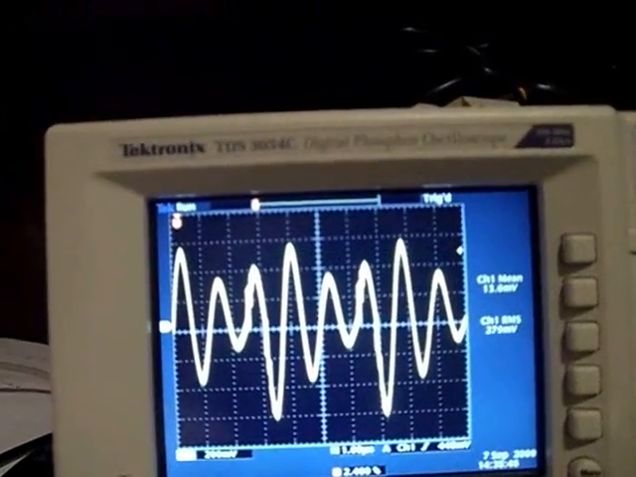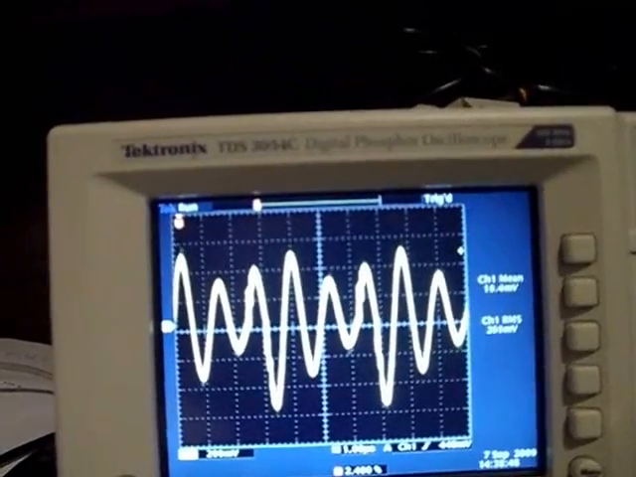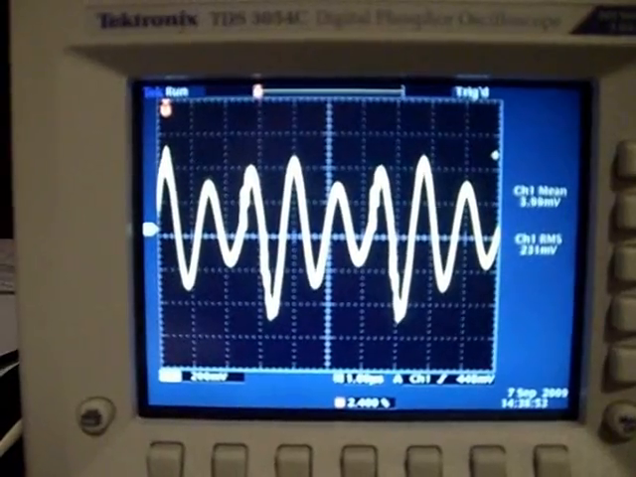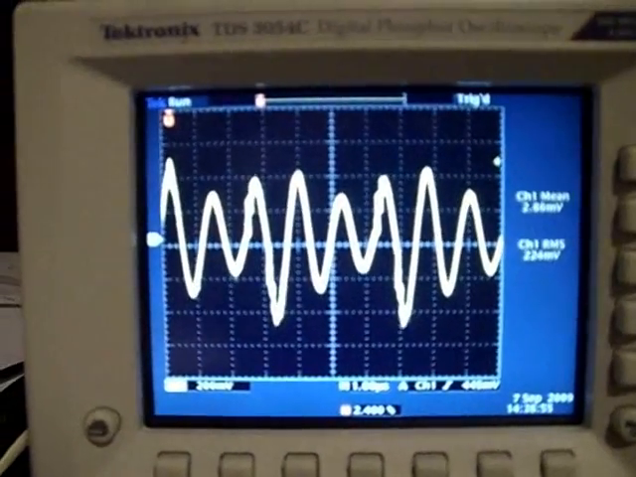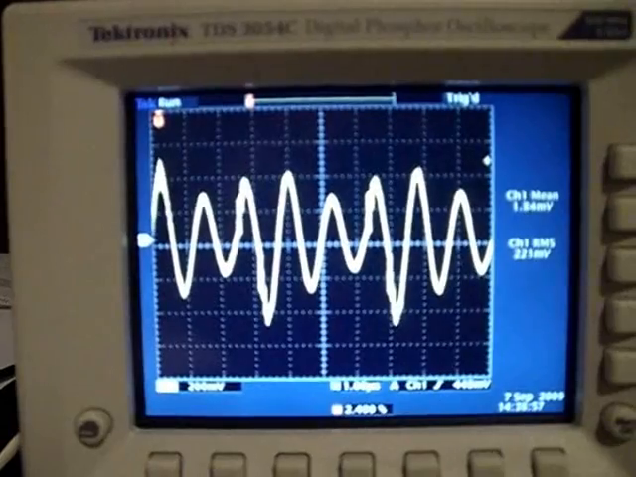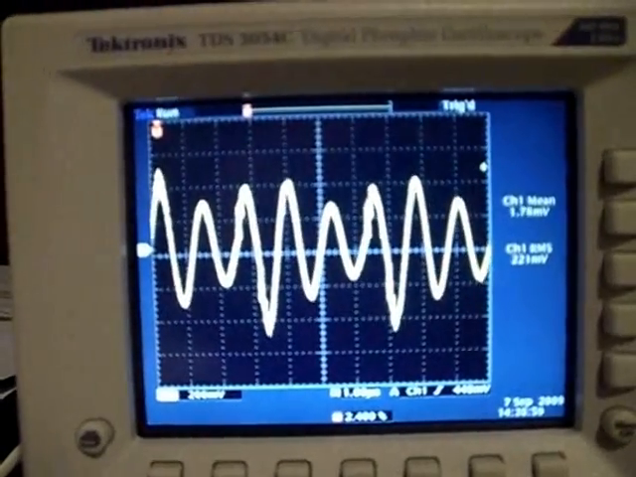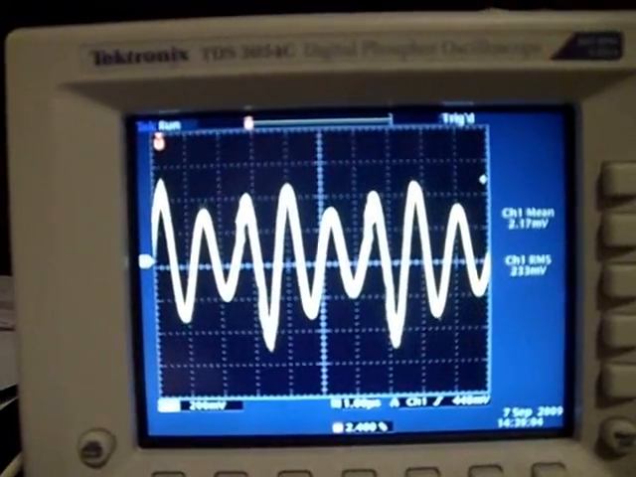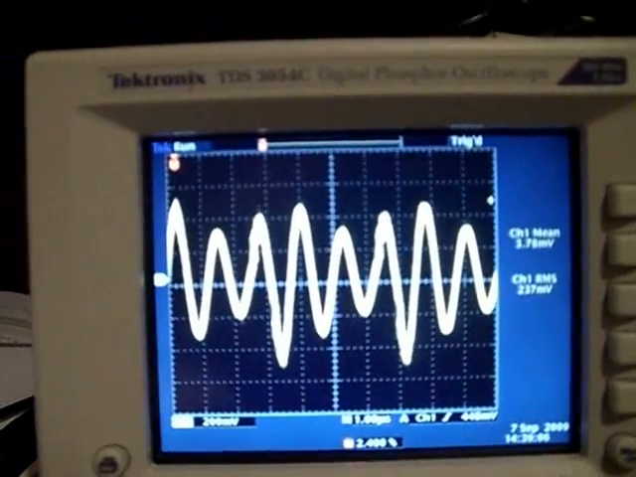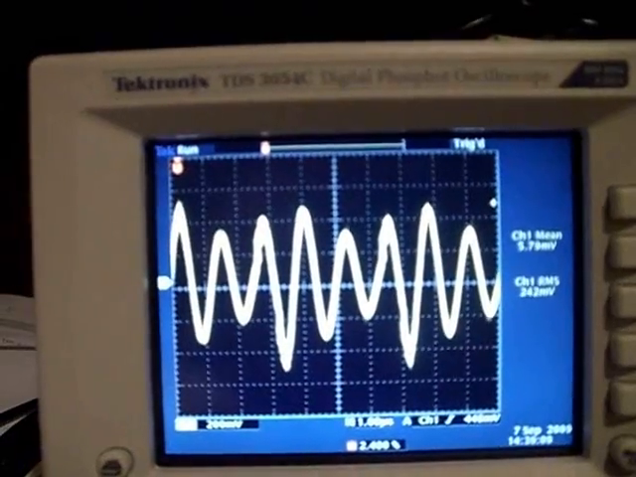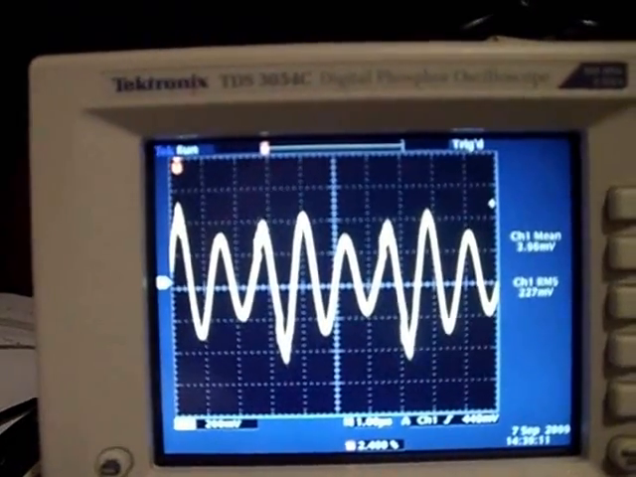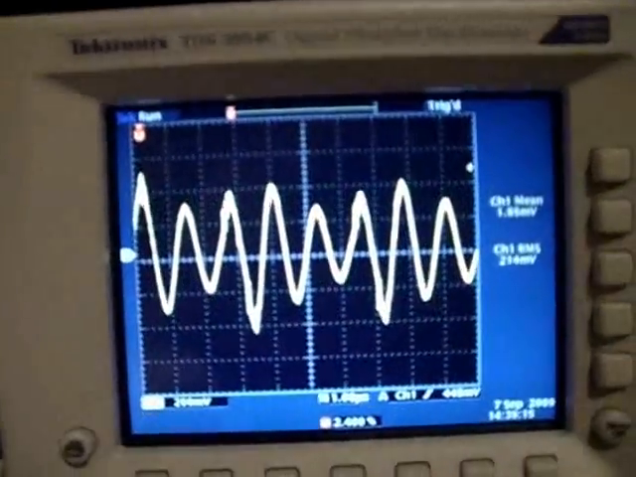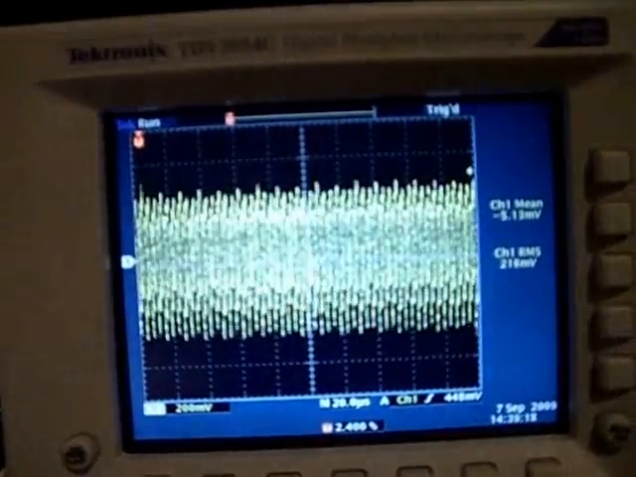Okay, I'm increasing gate resistance, increasing, and look, it's growing. The amplitude is growing right here. And as I'm increasing, then it starts to shrink back down. Okay, maybe it's easier to see with a lot of waveforms here.